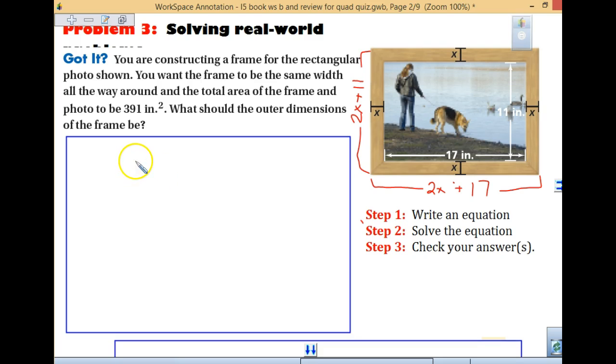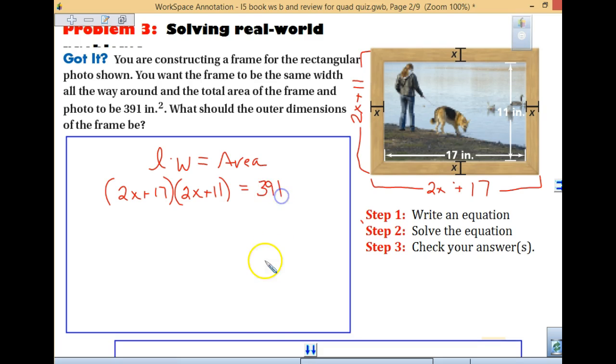Grace, what do I need to do to find the area of a rectangle? Length times width equals our area. So Kylie, length was? 2x plus 17. You gotta have your calculator. If you don't have one, make sure you pick one up. My width in this case, Avery, is? 2x plus 11. And Addison, my area was? 391 inches squared.